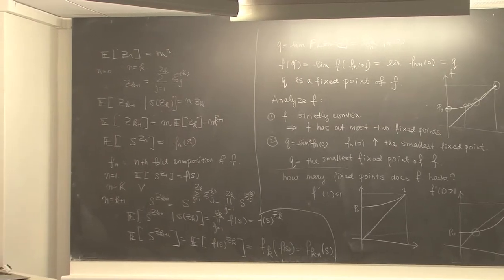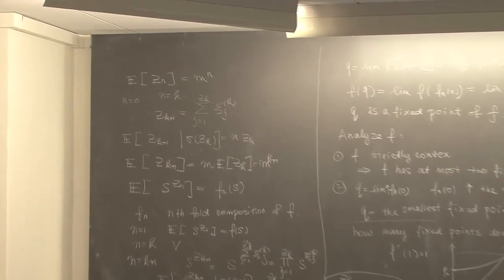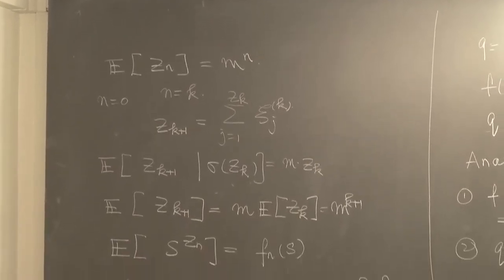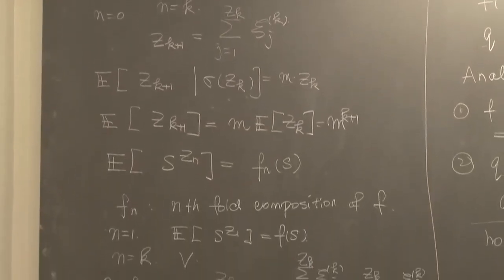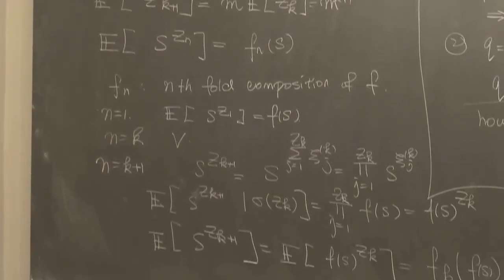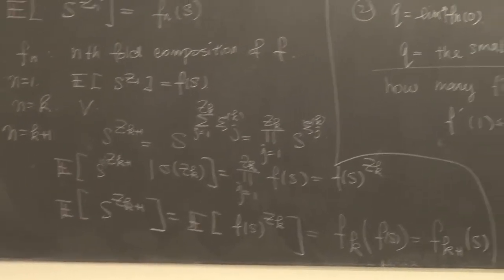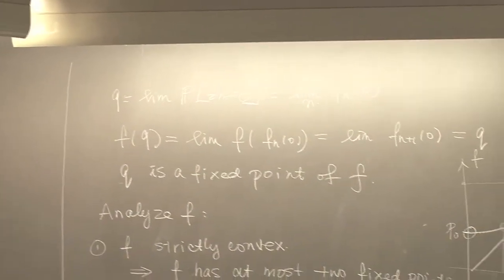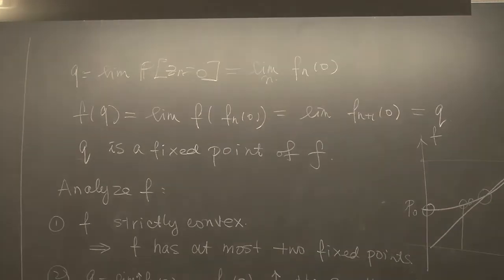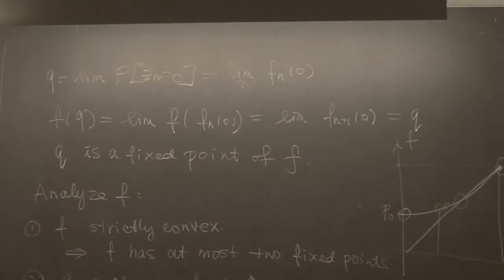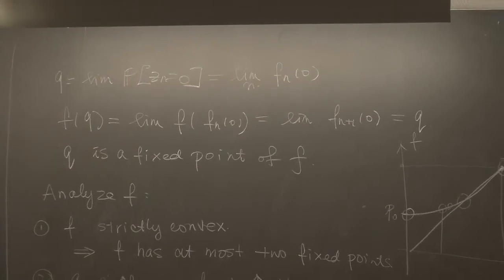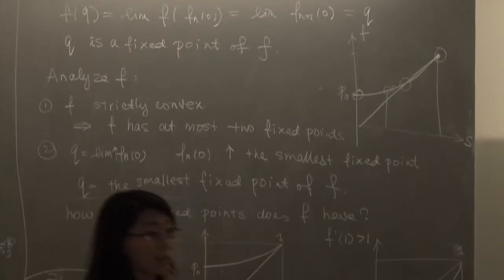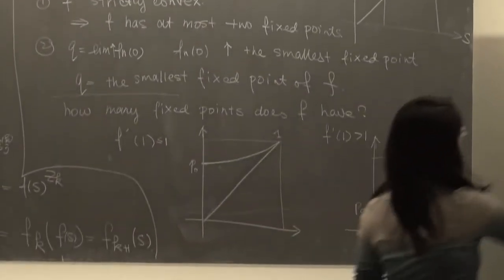So we have 2 cases. First case, the derivative of function f at 1 is less than 1. So suppose the derivative is less than 1, and our conclusion is there exists a unique fixed point. So there is only one fixed point at s equals 1. So why is this true?